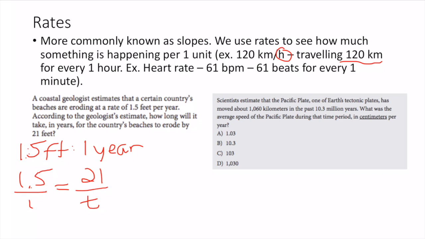In this case, I can cross multiply. I'd be left with 1.5 t equals 21. I'll divide both sides by 1.5. I'll be left with t equals 21 divided by 1.5, which would give me 14. So at a rate of 1.5 feet per year, it would take 14 years for this beach to erode 21 feet.